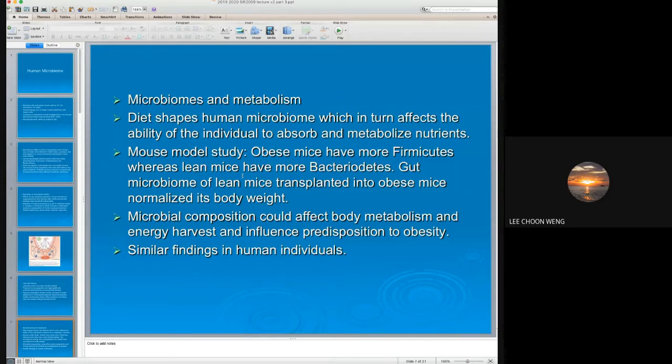So a possible solution to obesity could be to change the microbiome in order for the individual to be able to absorb and better metabolize the food that they take. So the conclusion is microbial composition can affect body metabolism and energy harvest and influence predisposition to obesity. This kind of animal study has actually been reported in human individuals.